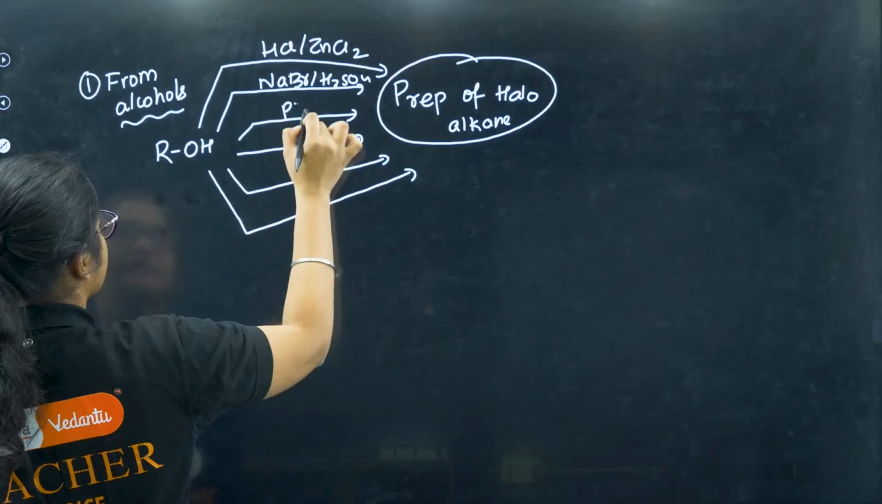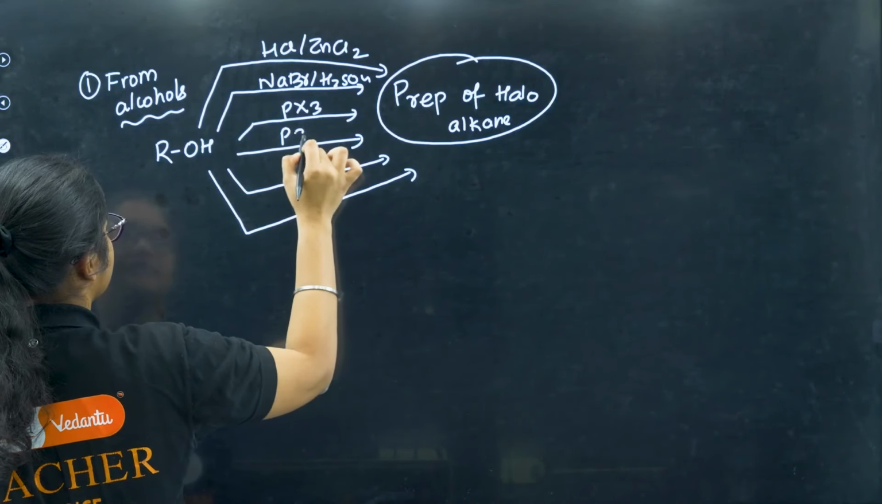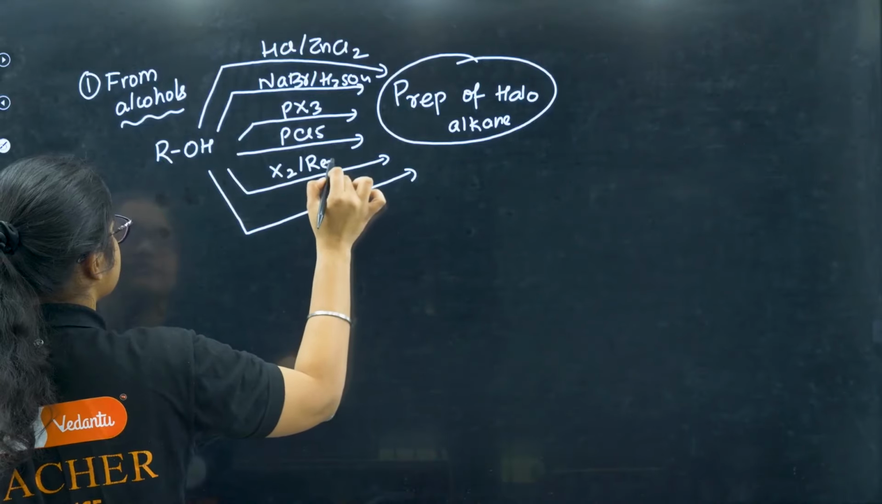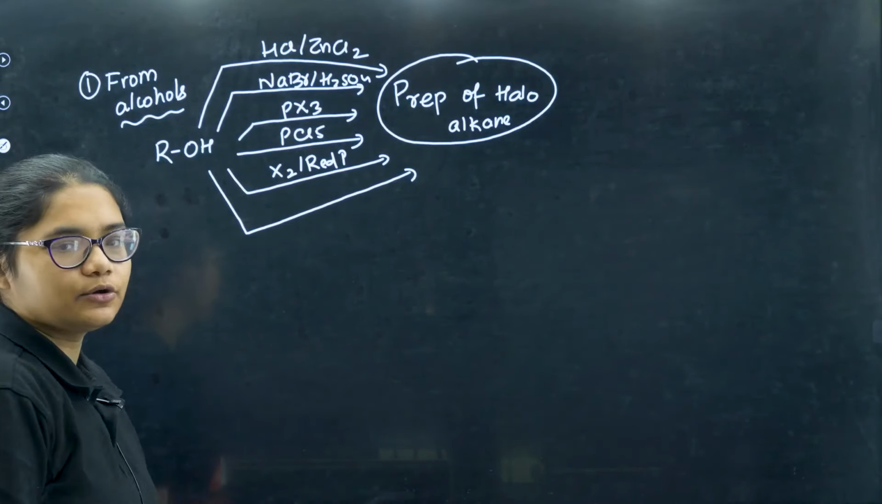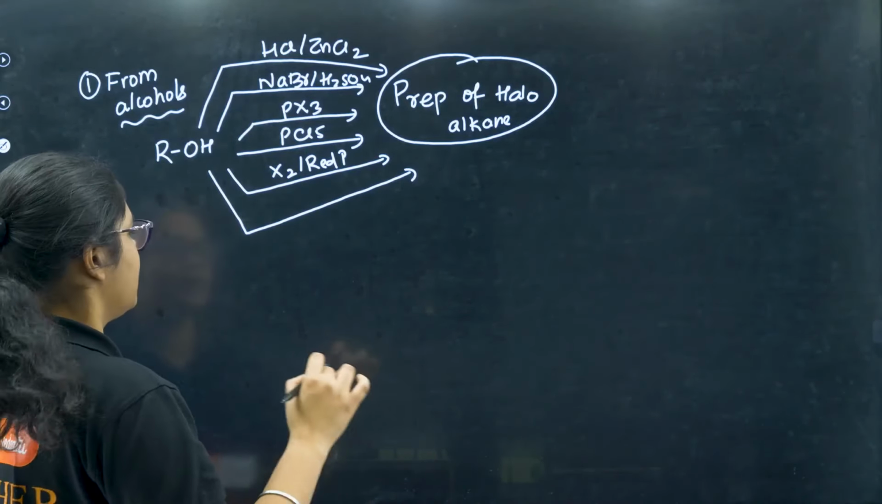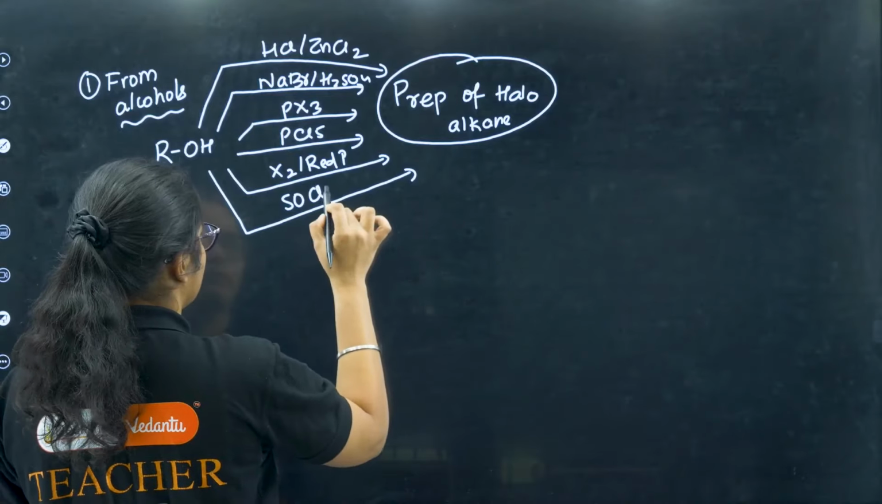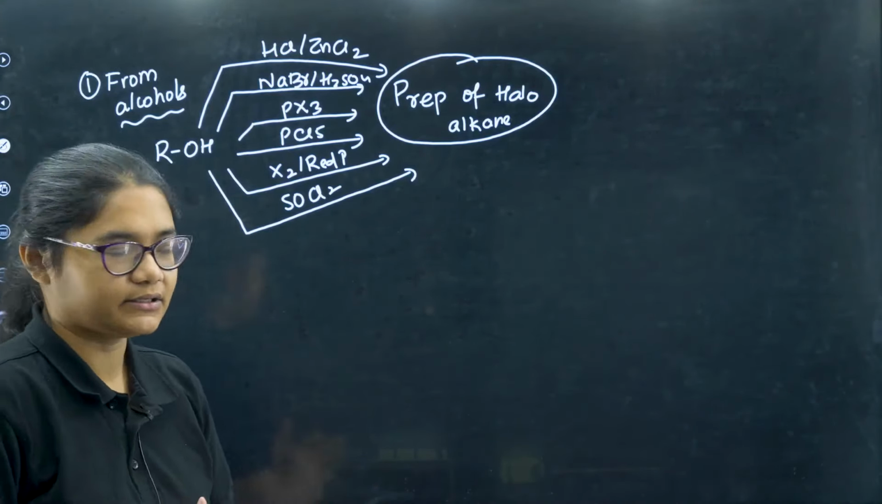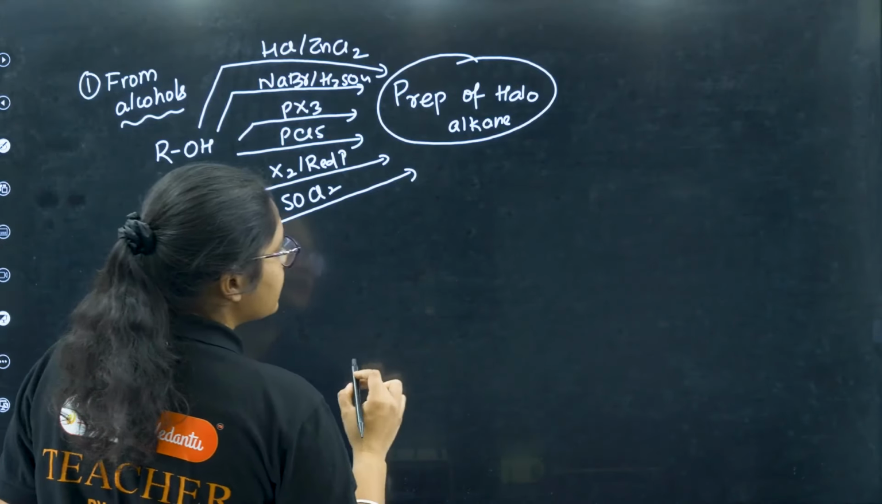The third one is PX3, PCl5. Then you have X2 and red phosphorus. The last one, do you remember? Very important one, SOCl2. The most preferable method. First one is done.